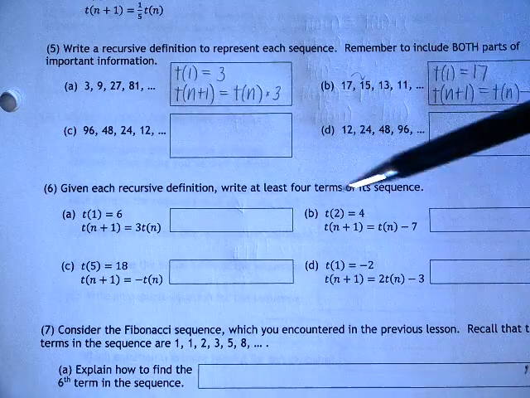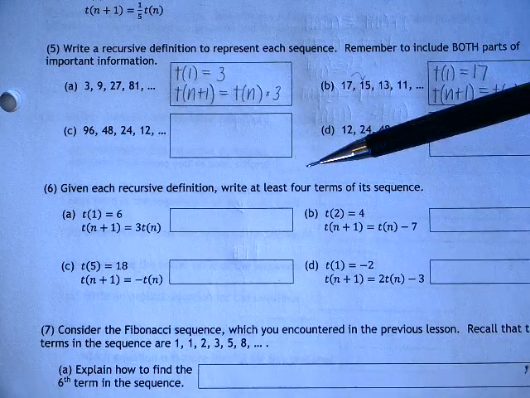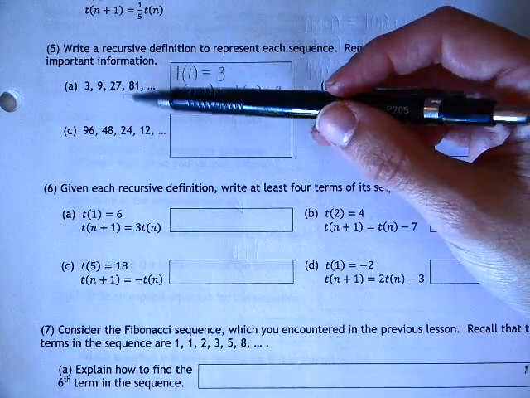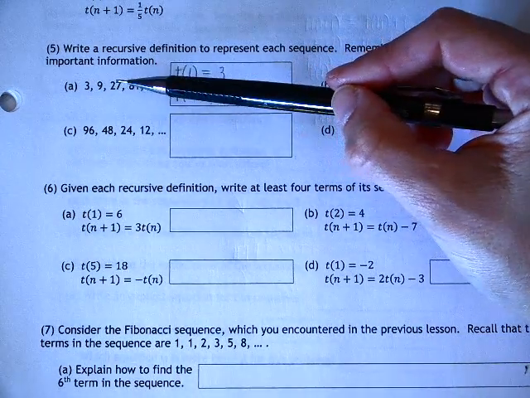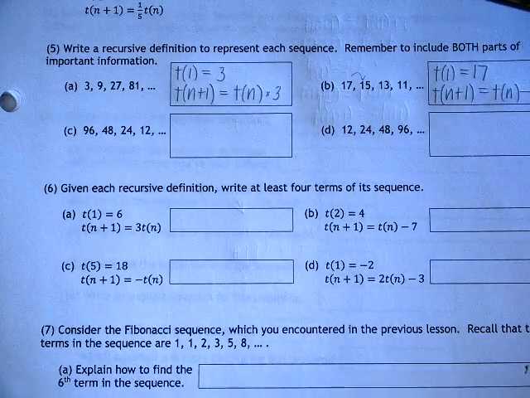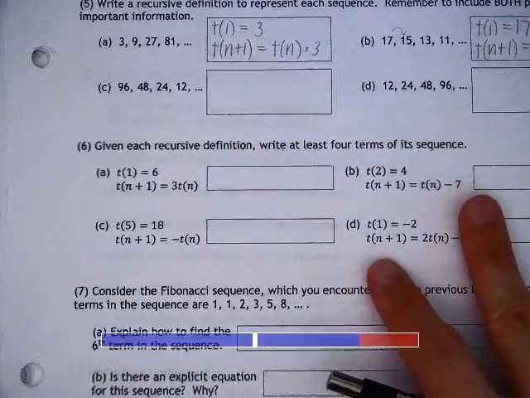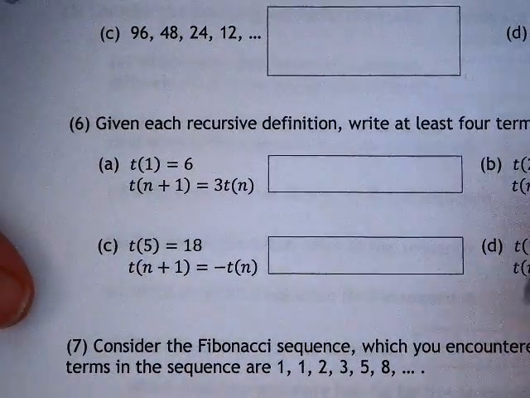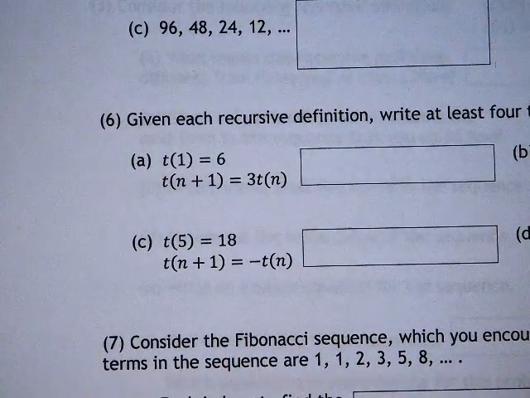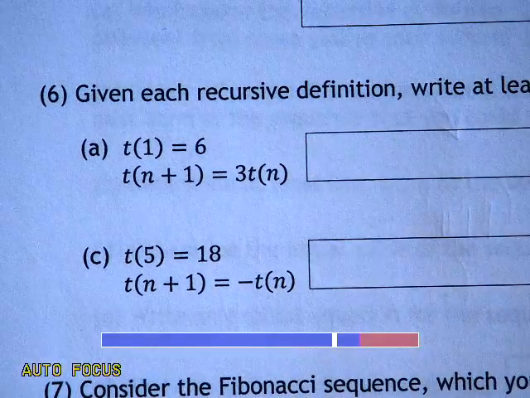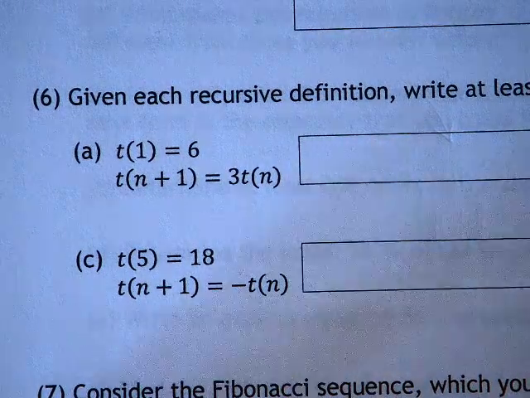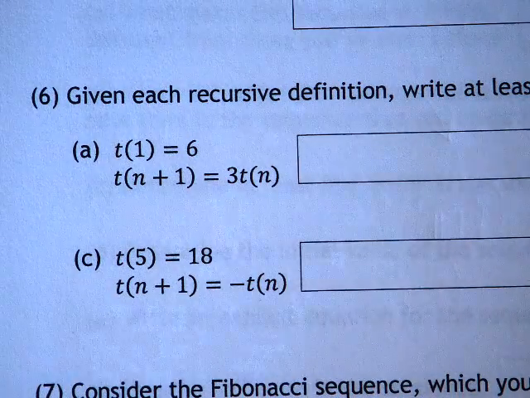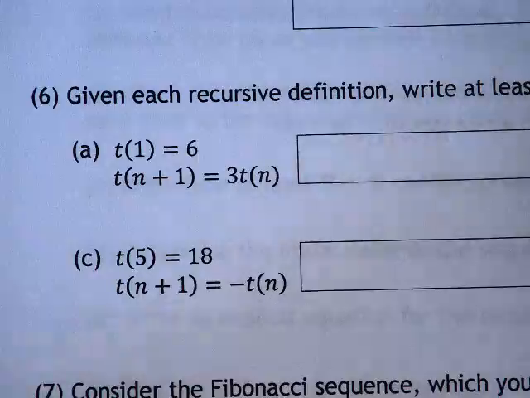Number 6 is giving you a recursive definition and asking you to write at least 4 terms of the sequence. Basically the exact opposite of what they did in 5, where they gave you 4 terms of the sequence and wanted you to write the definition. So in number 6, and I'll again just do one problem as an example, I'll do letter A. Think about the fact that they're going to give you one specific term. It doesn't matter which term they give you. They just want any 4 terms in the sequence, so it doesn't matter if it's the first one, the 5th one, anything. It's just a random starting spot.